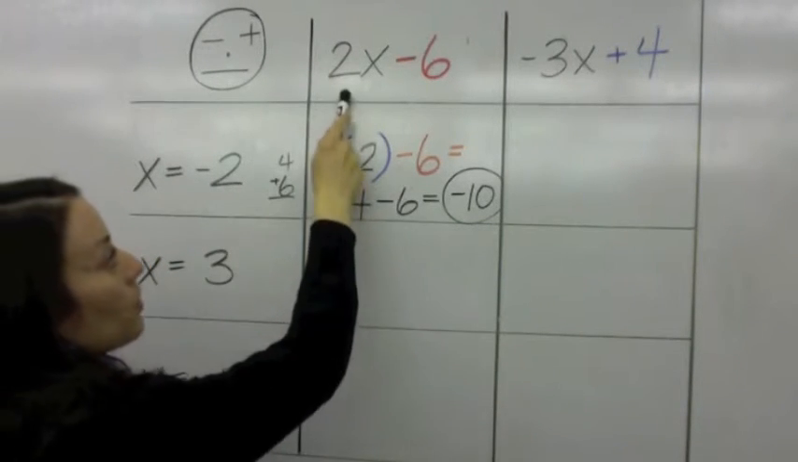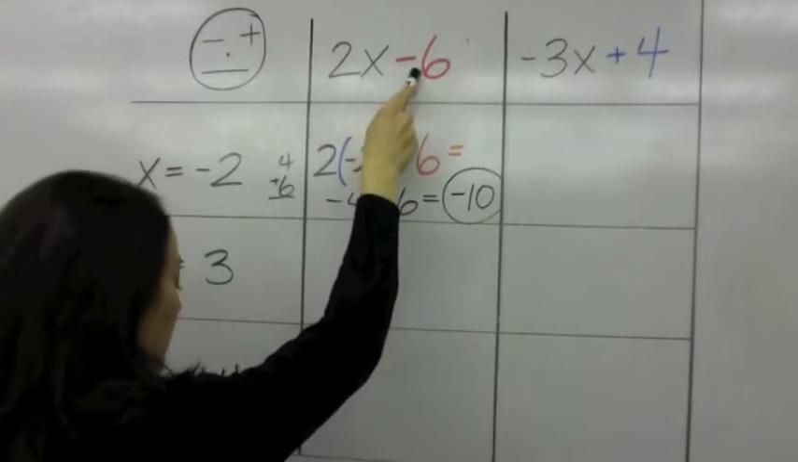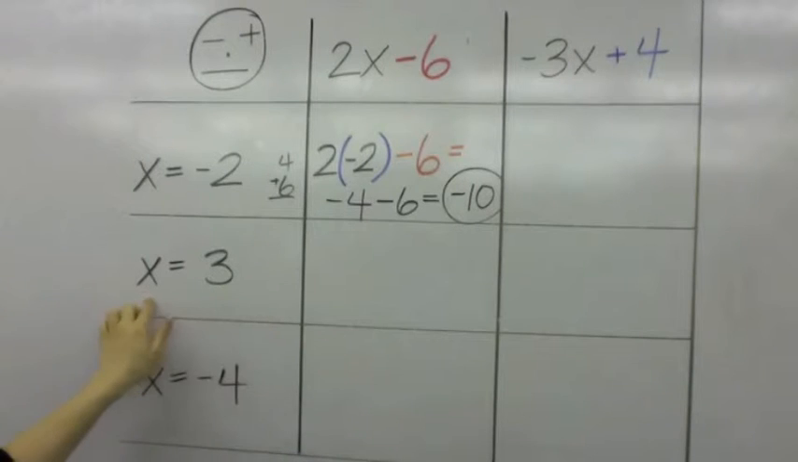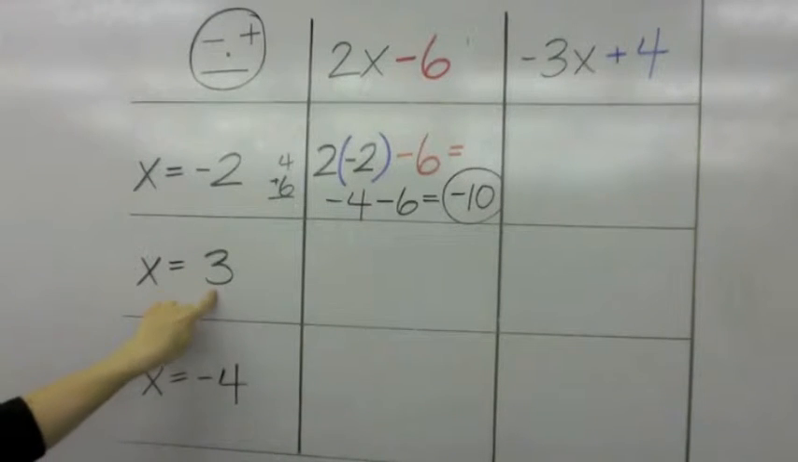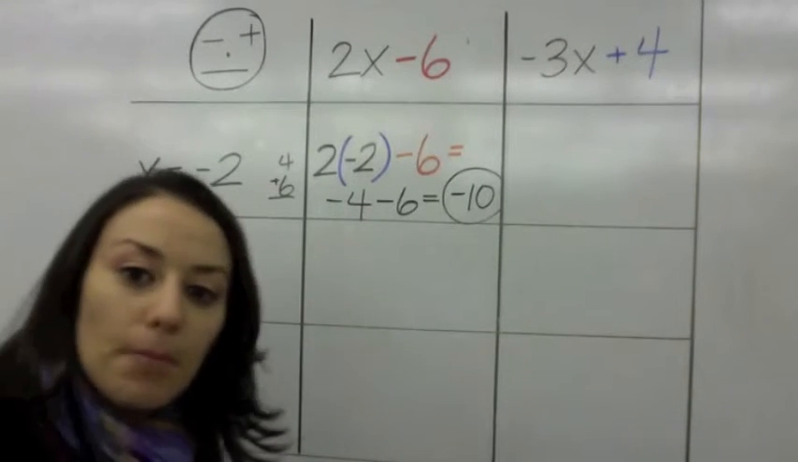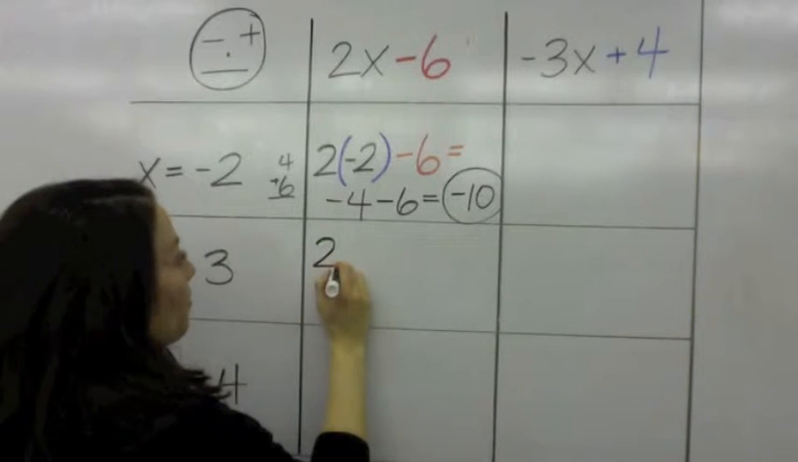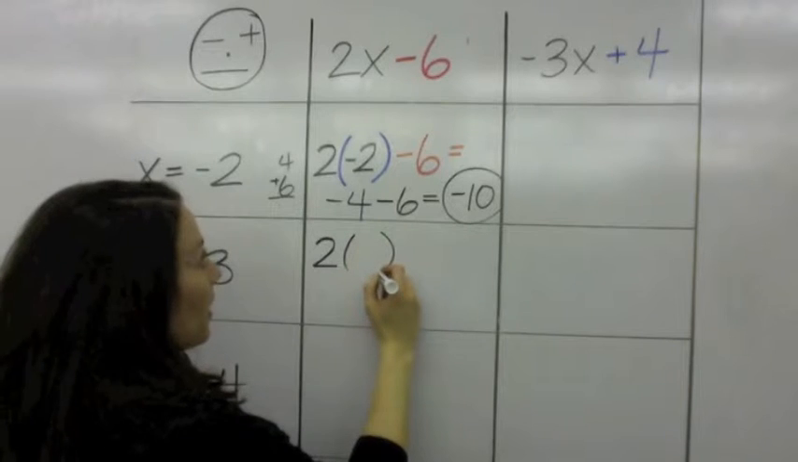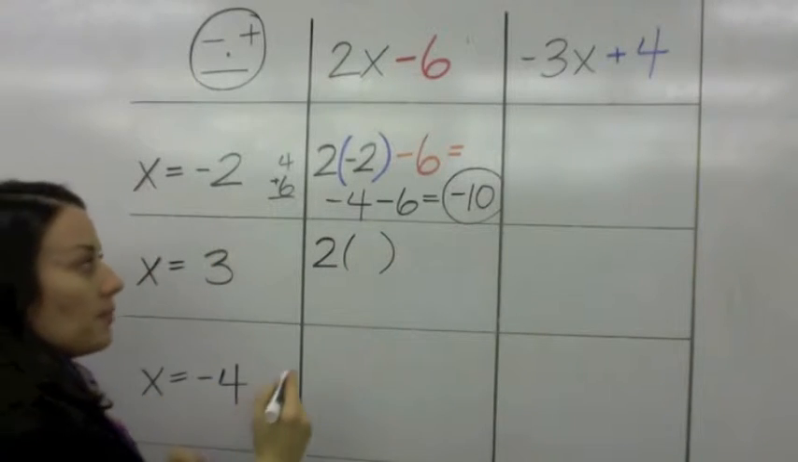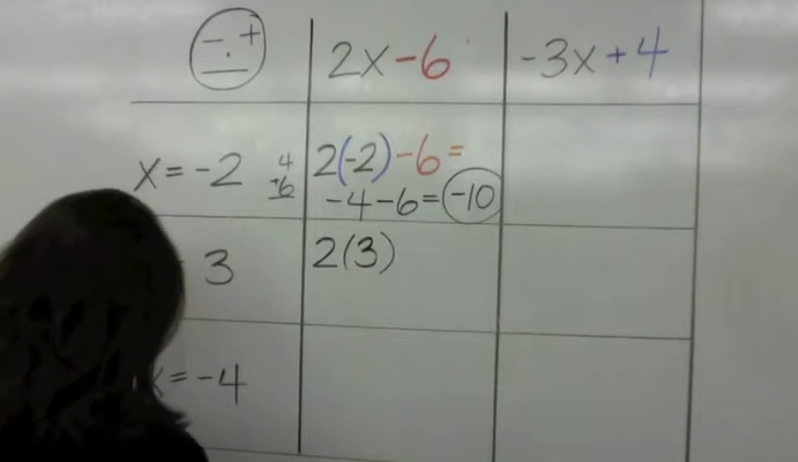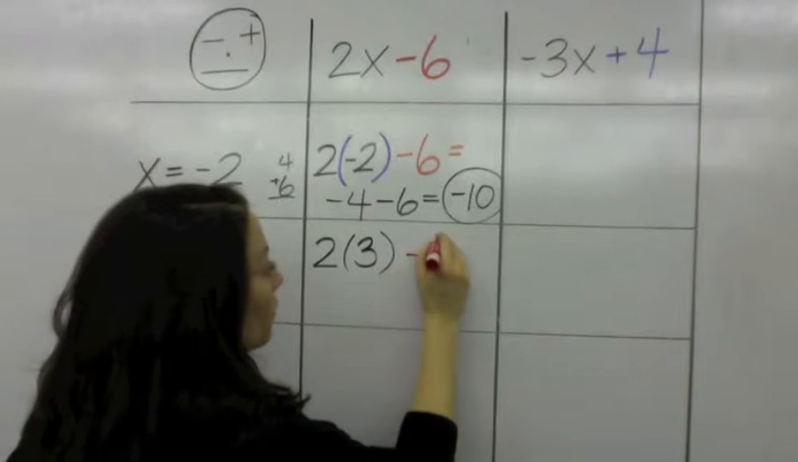We have 2 multiplied by x minus 6. What number are we going to substitute in the place of x? X equals what? X equals +3. So we're going to say, okay, 2, then we're going to add parentheses. Times what? 2 times 3, all right? Then we're going to take away 6. We have a -6 to work with here.